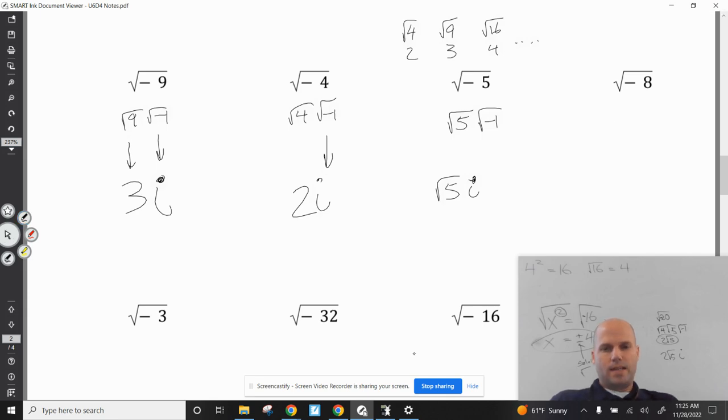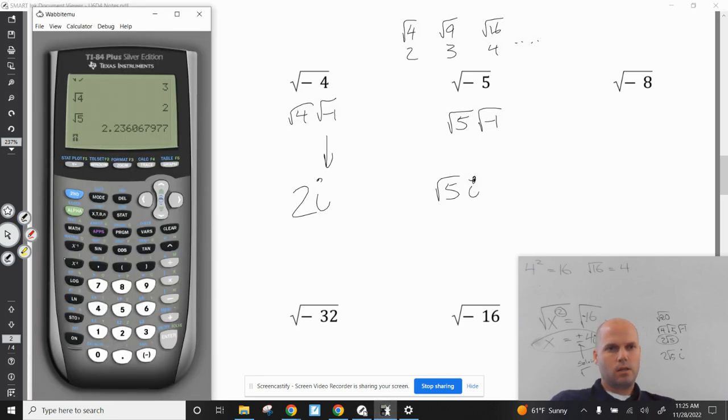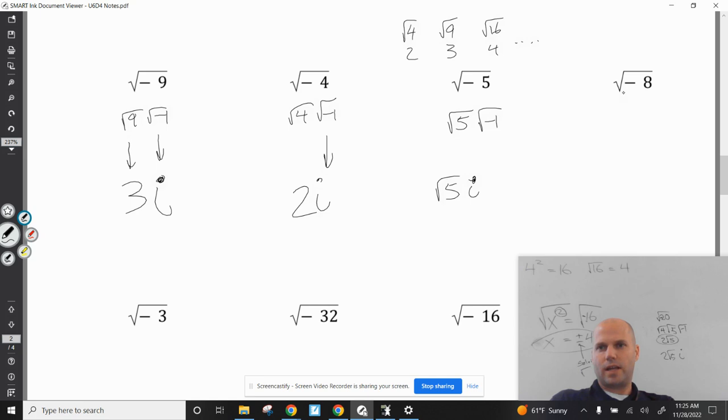Square root of 8. Can I square root 8? Nope. Can't. Can I divide 8 by one of these perfect squares? Yeah, I can divide 8 by 4. 8 divided by 4 is 2. 4 times 2 is 8. Remember how we were simplifying? We want to write this as the product of the biggest perfect square and whatever's left over. But we also have the square root of a negative 1 after this.